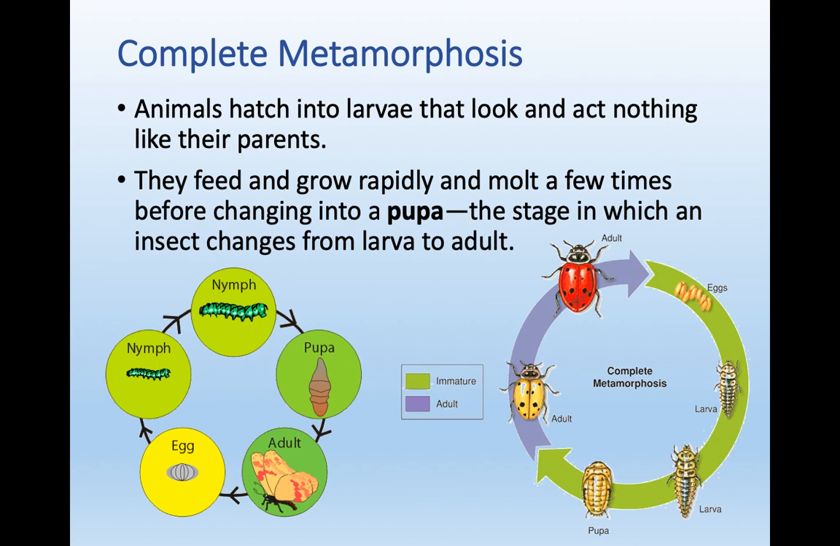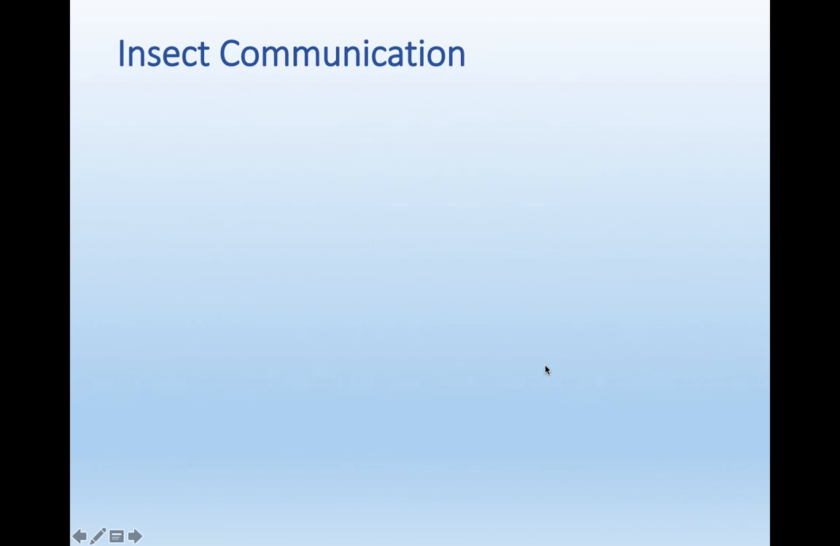During the pupal stage, the body is completely remodeled. So this pupa stage seems almost like an inactive period, but there's a lot happening inside of the exoskeleton to transform the body completely. And when the adult emerges, we have a completely different animal. Okay. And so yeah, that's the main difference between the two.